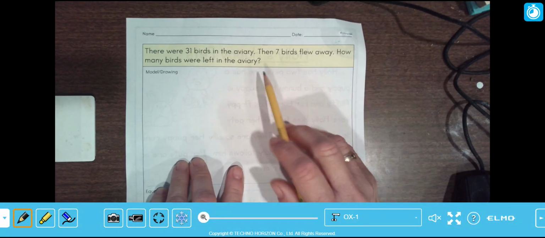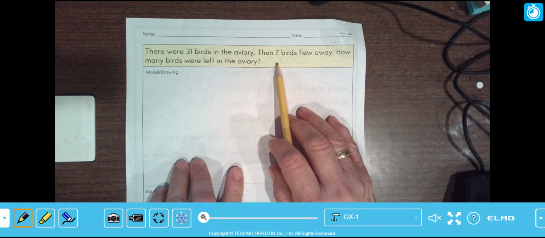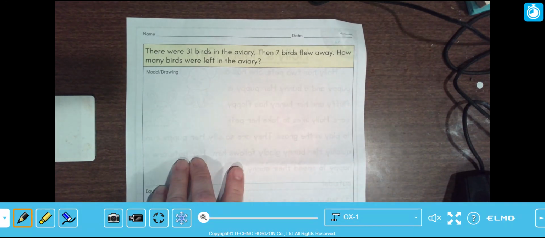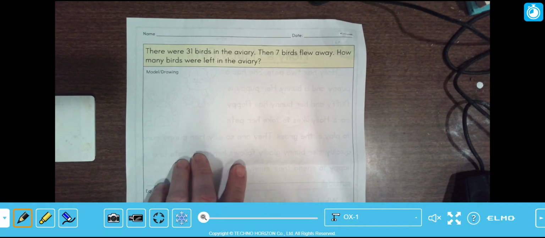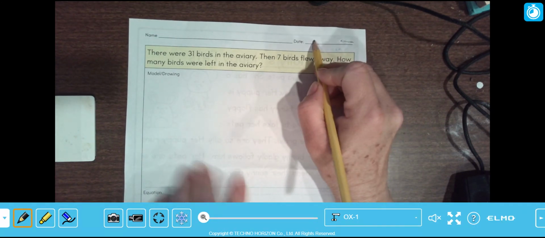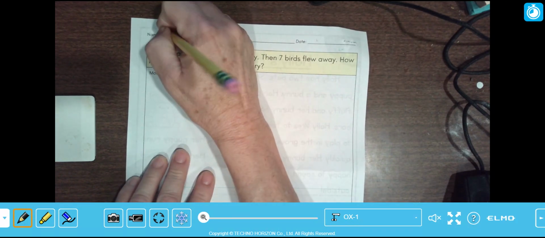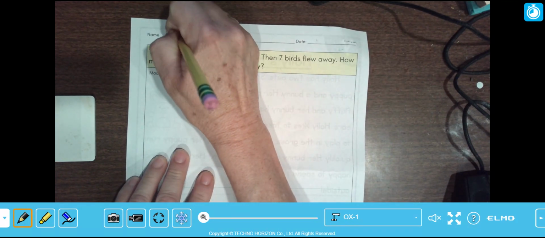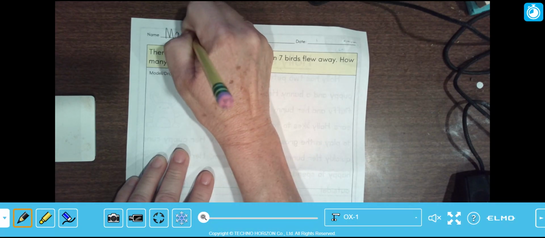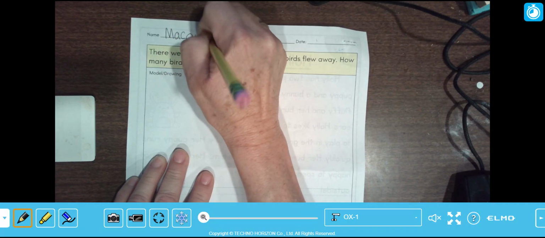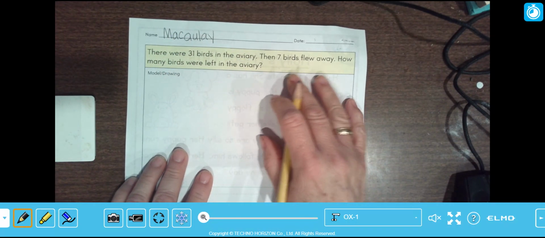Today we're going to go over this word problem. And so I want you to write today's date right here. And on this side, write your name. Okay, go ahead and do that.